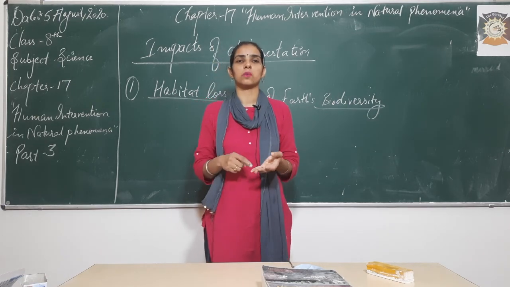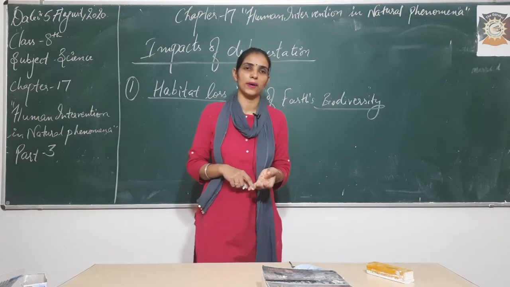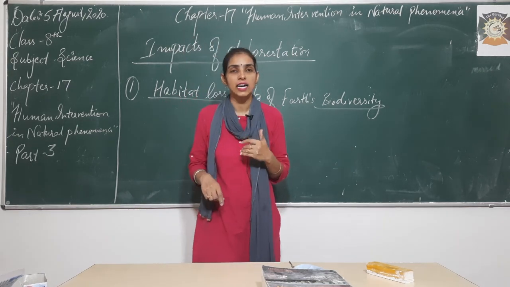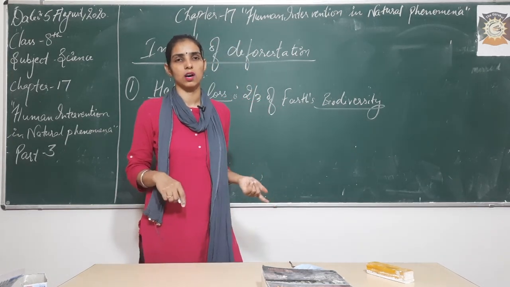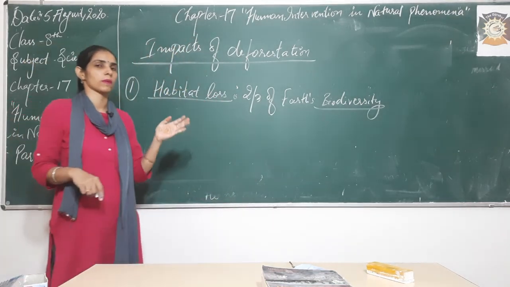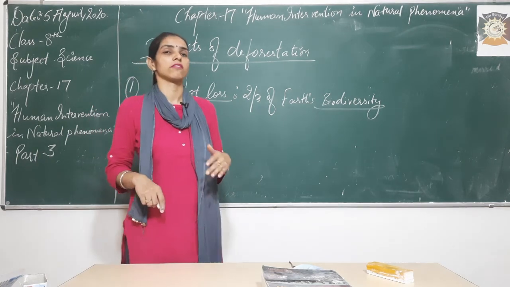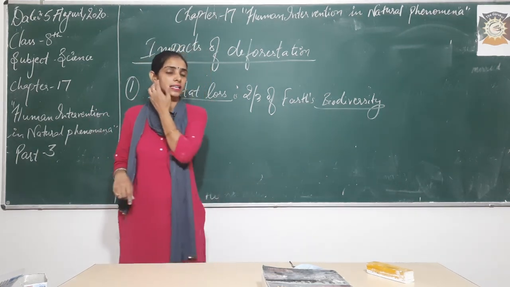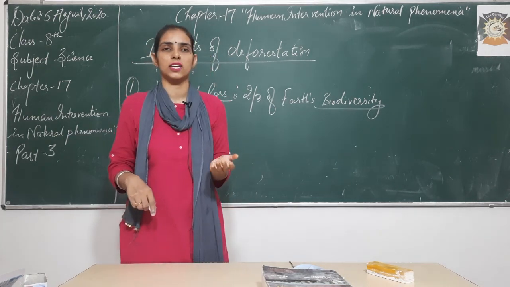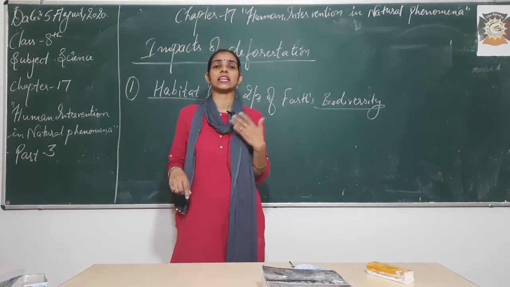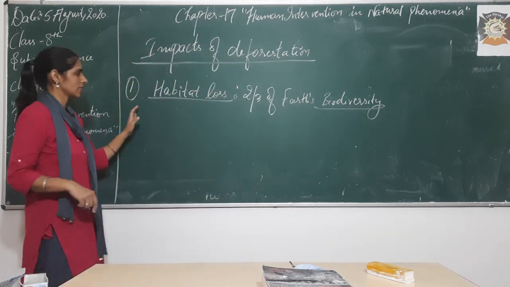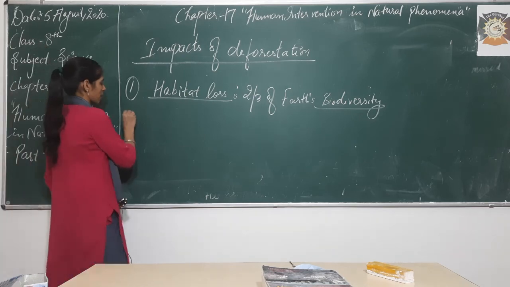If biodiversity is lost, what will happen? The food chain will be disturbed. Again, it will be difficult for us to survive because of the loss of forest. So it's very important to do afforestation, planting the trees again, and reforestation, which we will discuss in the next topic, how we can conserve the forest and regenerate it. We will discuss that later. But firstly, the first point is habitat loss.